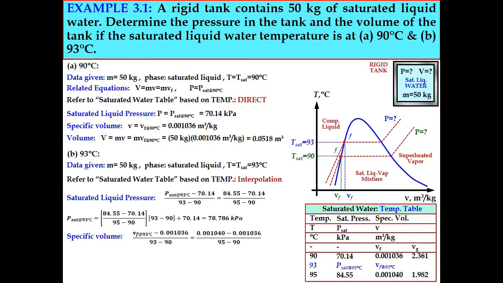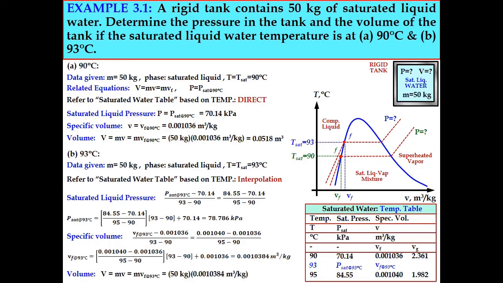Next, determine the specific volume also by using interpolation. So we have vf at 93 minus 0.001036, divided by 93 minus 90, equal to 0.001040 minus 0.001036, divided by 95 minus 90. All this data we can obtain from the saturated water table based on temperature. Okay, so we'll get vf at 93 degrees Celsius equal to 0.001038 meter cubic per kg.